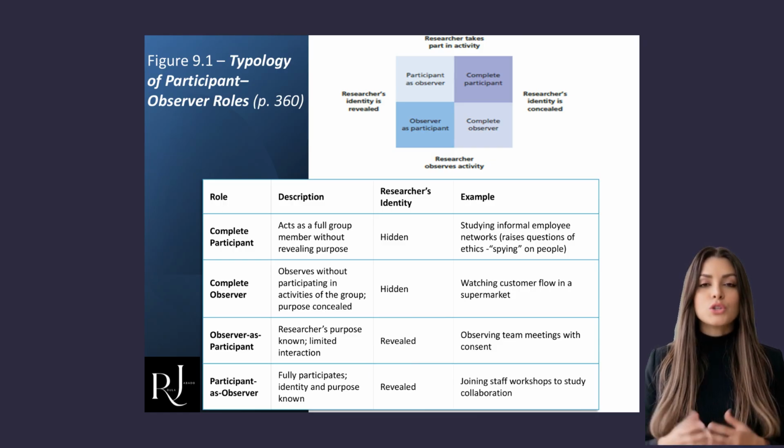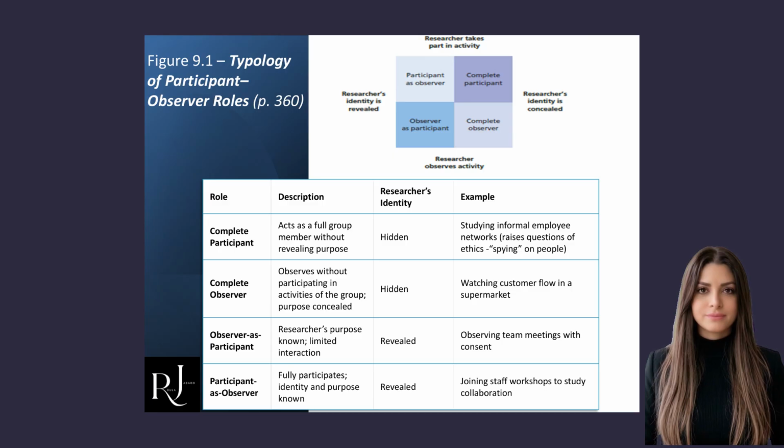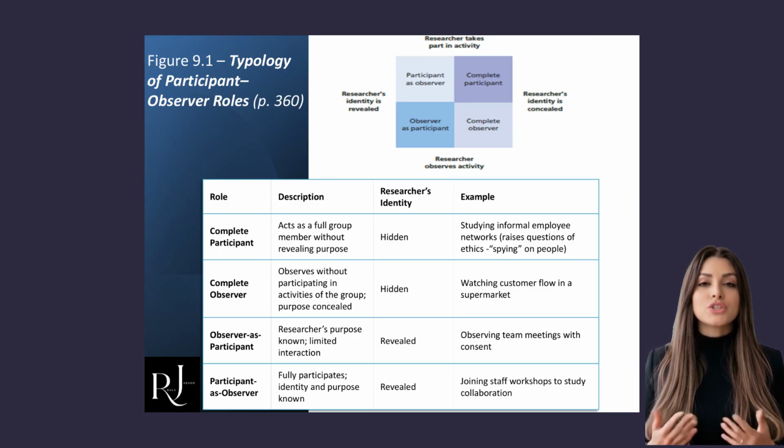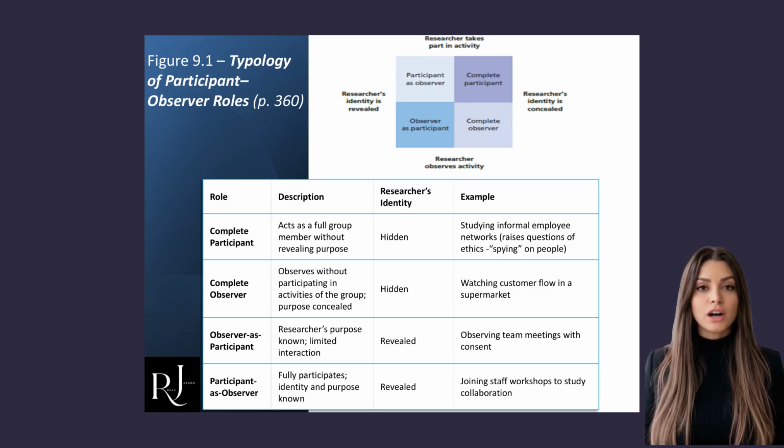In this role, you act as a full member of the group, but your identity as a researcher is hidden. You are undercover. This is powerful for studying informal networks. For example, imagine you're researching the dynamics of a small, tight-knit coffee shop staff. You get a job as a barista and blend in with the team.